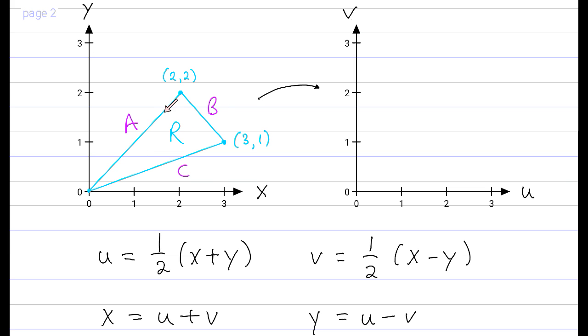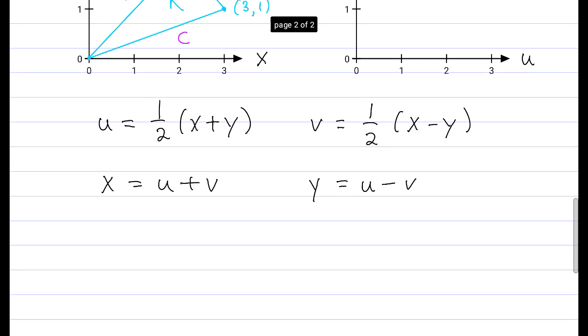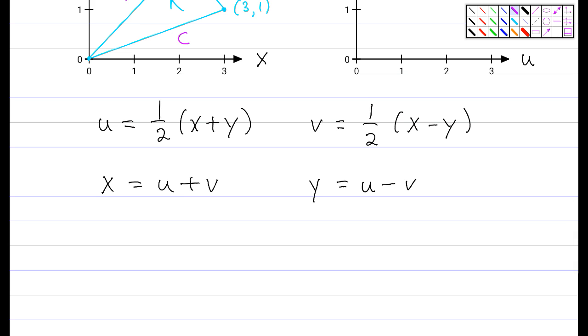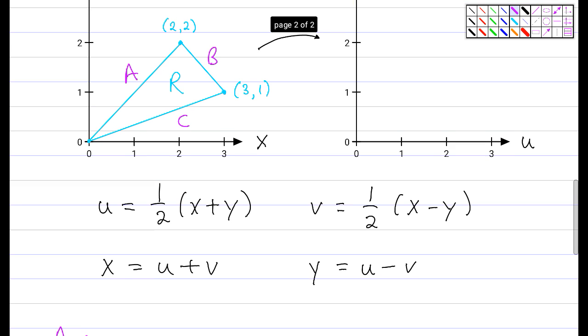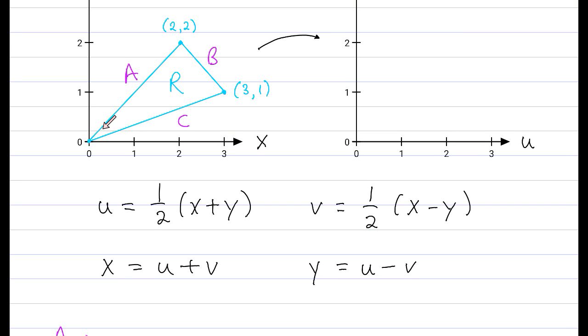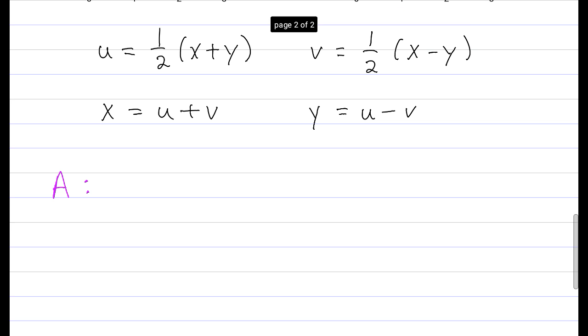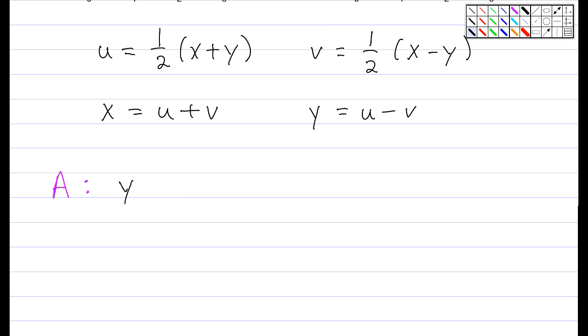In this case, we've got 3 sides that we need to worry about. We're going to try to transform each one of these sides separately into another segment, another boundary region over here. Okay, so let's do it. Segment number A. A is this line. What is this line? Well, it goes from the origin to the point 2, 2. What is that line in the xy plane? It's just the line y equals x.